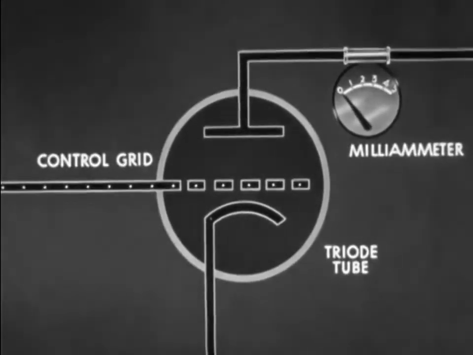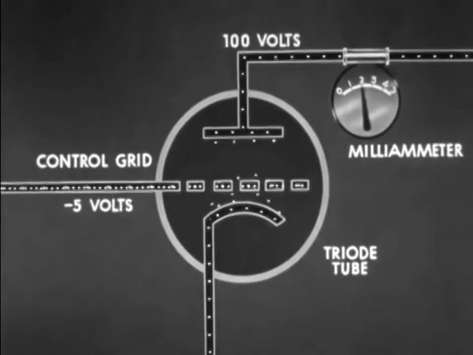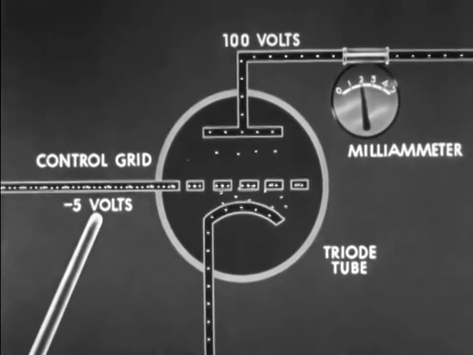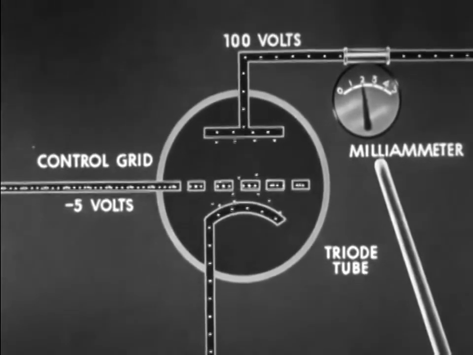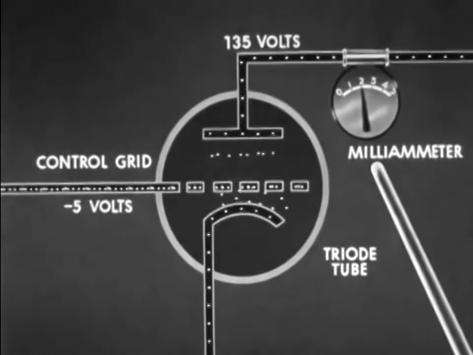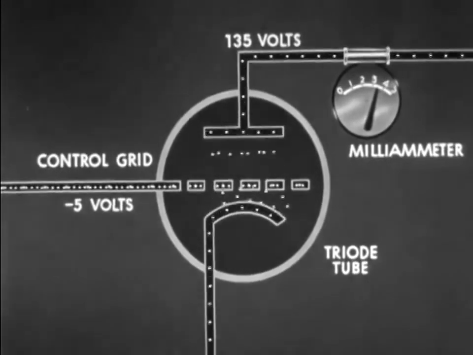Plate voltage change affects plate current. With -5 volts on the grid and 100 volts on the plate, the milliammeter shows 2 units of current as before. Now a plate increase of 35 volts is necessary to increase plate current to 3.5 units.